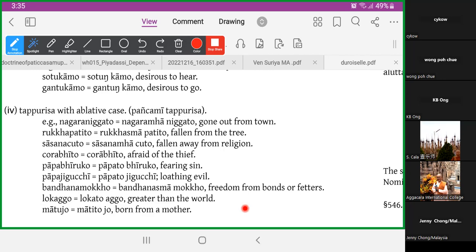The example is even easier. So you can see all these are ablative case here. This is called Pancami. This one also ablative. Here, chora, there should be a corato. Should be corato here. Okay. Then papato.